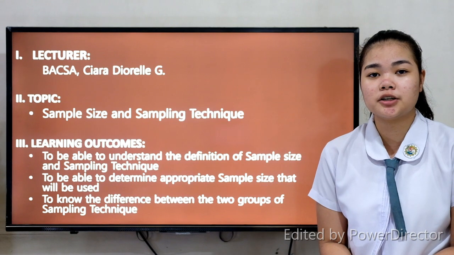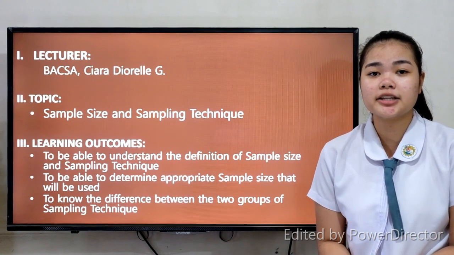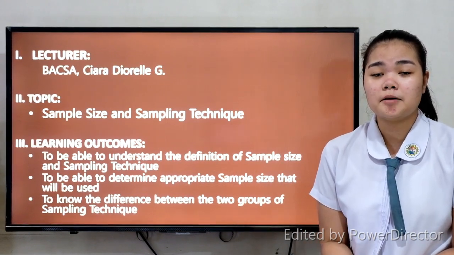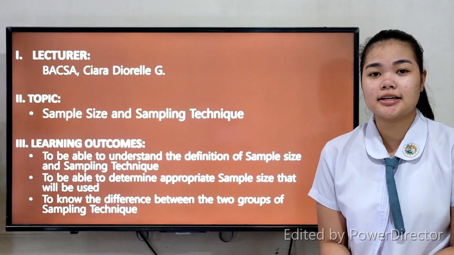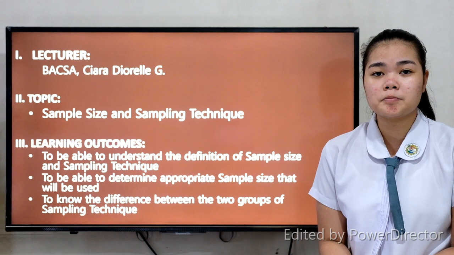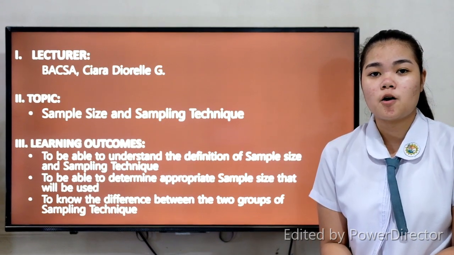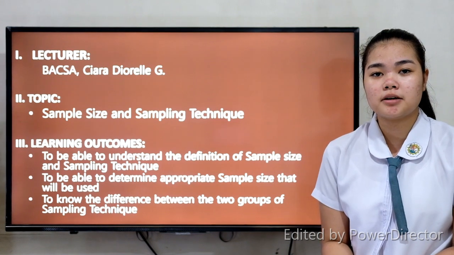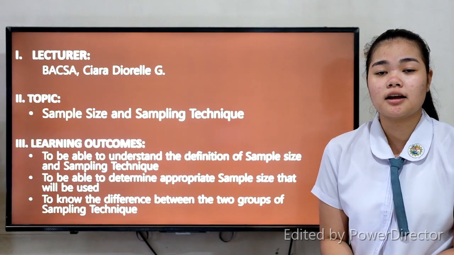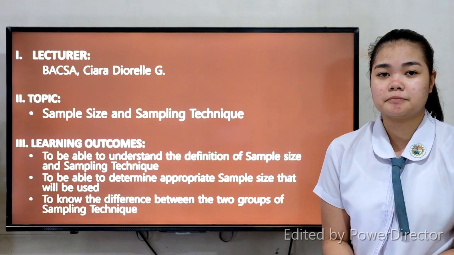Let's have a quick recap on the previous report, which is the instrumentation. An instrumentation is the gathered data of a research. This includes the primary data and the secondary data. The primary data can be in the form of survey and a questionnaire, while the secondary data can be in the form of interview or an audited financial statement.